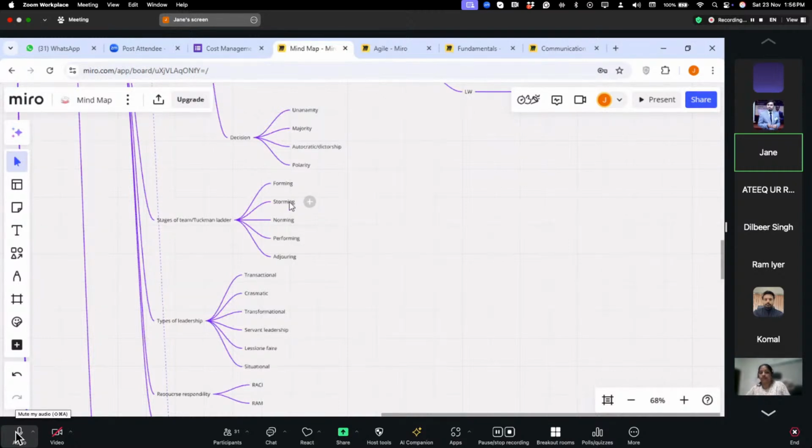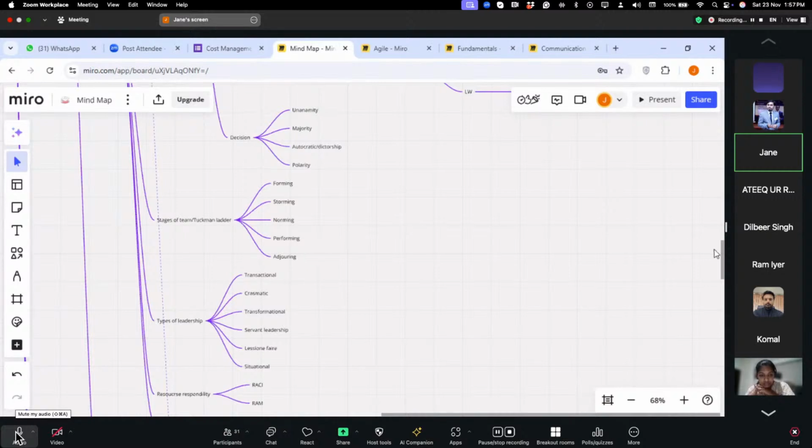Here, the PM coaches, employing active listening and emotional intelligence. When this conflict is managed effectively, the team moves to the norming stage, where the team starts understanding each other's views and perspectives, and then they go to the performing stage, where the team performs and does the work well, and then there is adjourning, where, once the project is completed, the team moves to different projects or disperses.